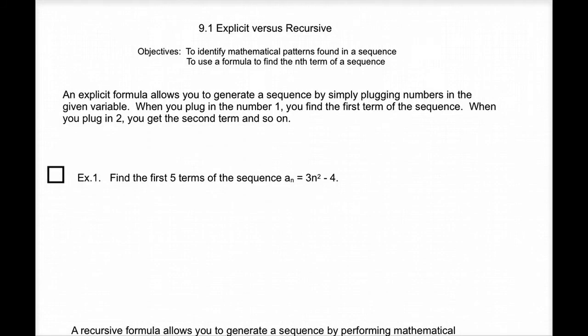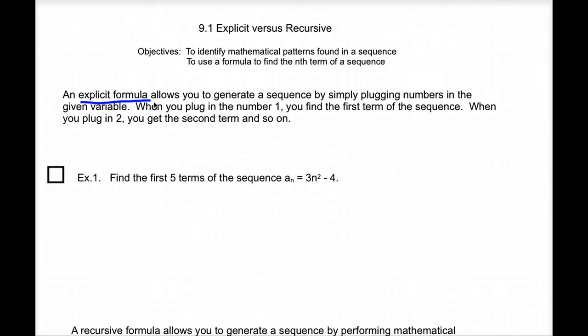All right, lesson 9.1, well, all of chapter 9 is about sequences and series. And we'll just focus on sequences to start here. A sequence is just when you've got a group of numbers and they follow some certain pattern. There are going to be two types of formulas that we're going to work with today. One will be called explicit and the other one will be recursive.